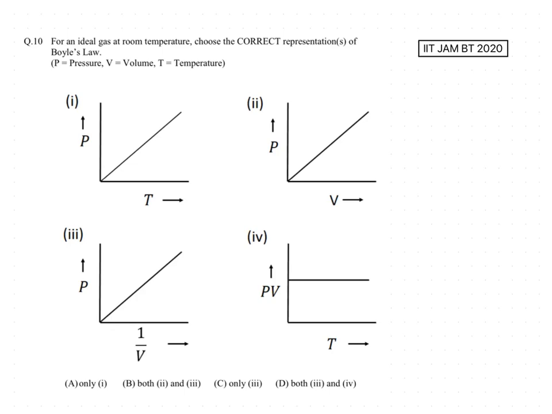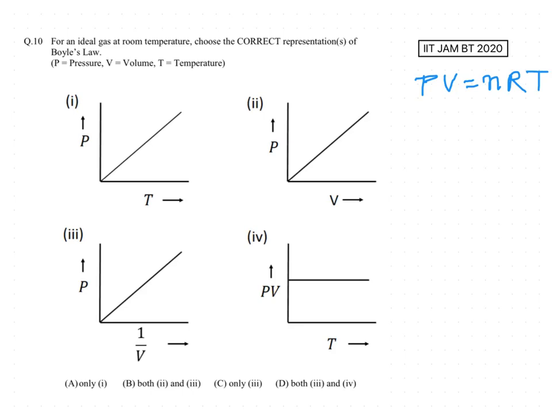So to solve this problem, we need to know the ideal gas equation. That is PV equal nRT, where P is the pressure, V is the volume, n is the number of moles, R is the universal gas constant, and T is the temperature.